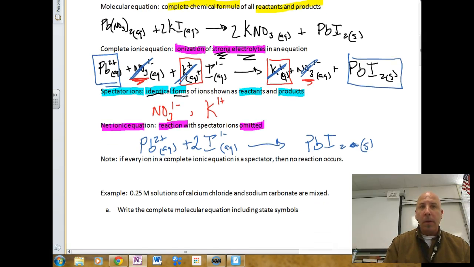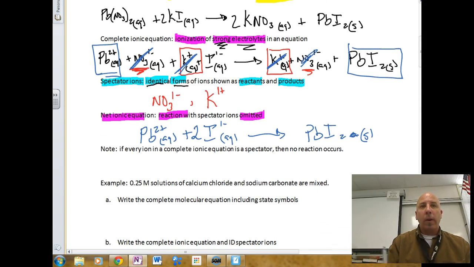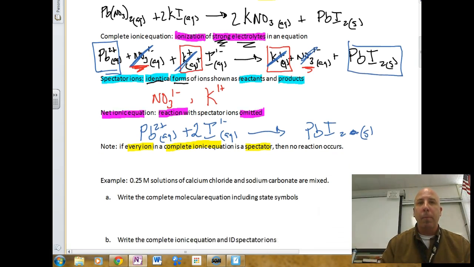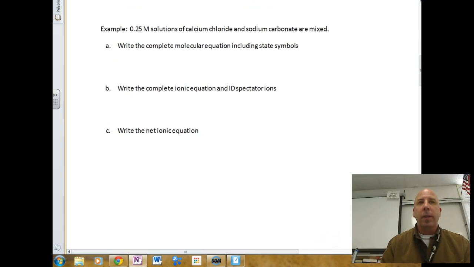Okay. Here's something to be aware of. If every ion in a complete ionic equation is a spectator, then there's no reaction occurring. So if we ionize all the reactants and all the products and no gases or precipitates are formed, then we don't have a reaction occurring. We just have a group of ions floating around in solution. And we'll see that happen sometimes. Okay, let's take a look at an example.